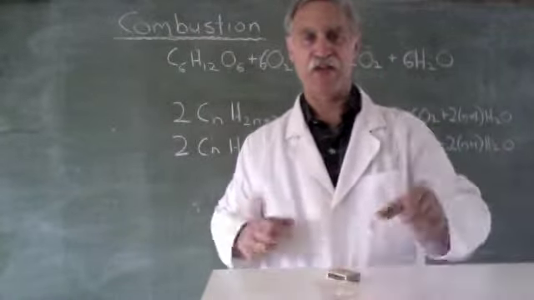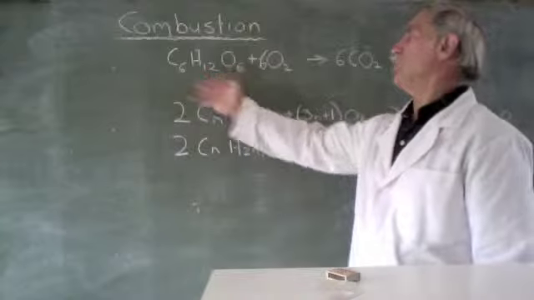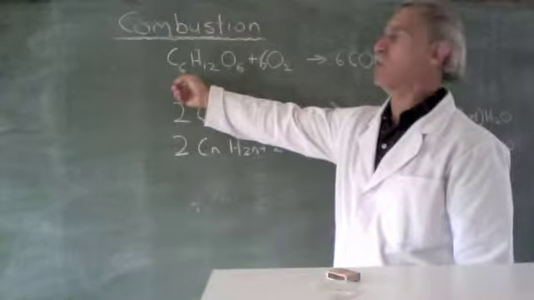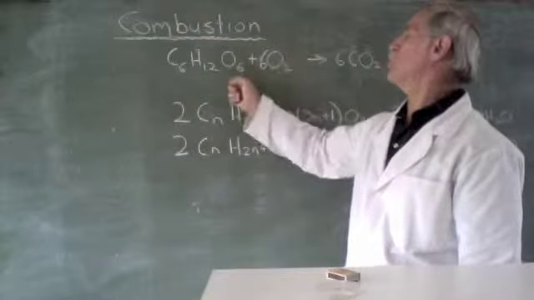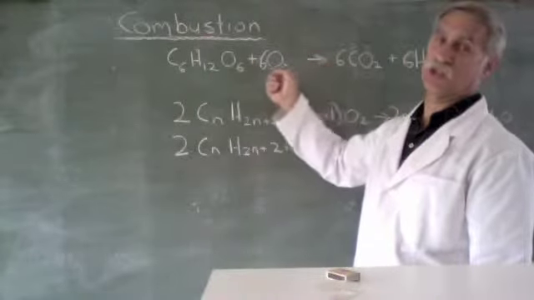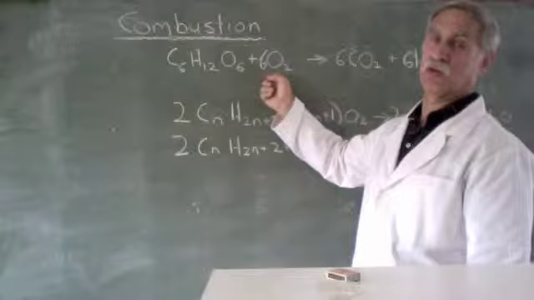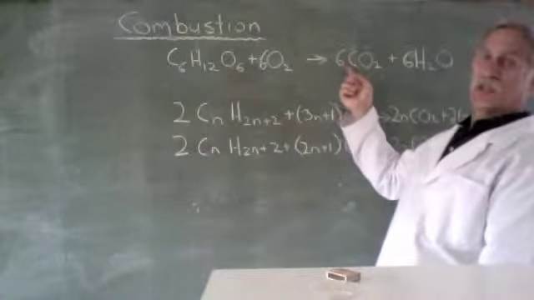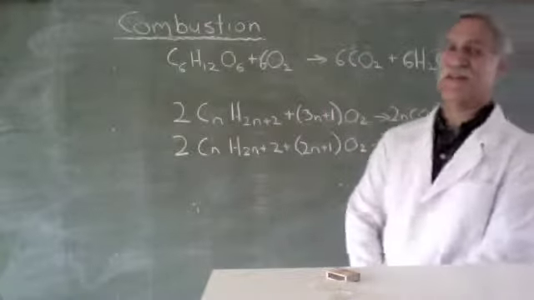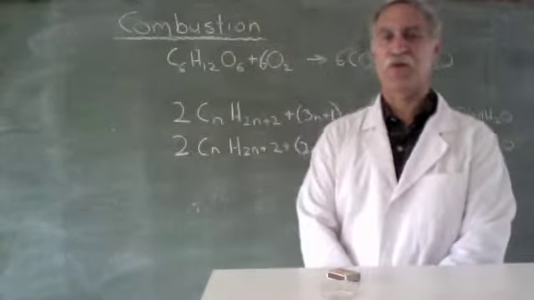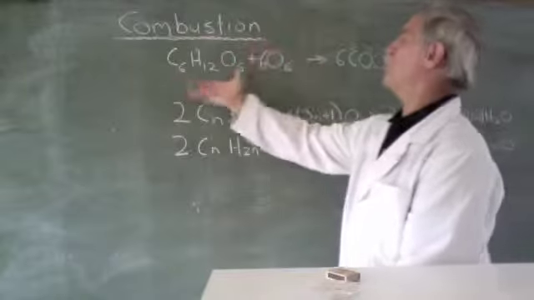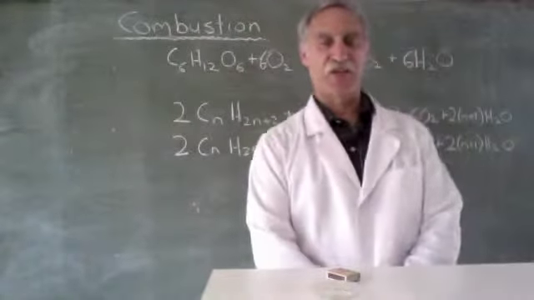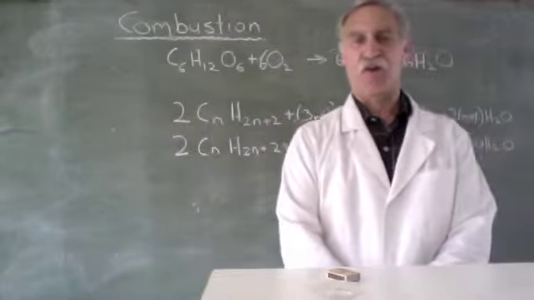We're burning cellulose, which is made out of glucose sugars. 6 carbons in each glucose, 12 hydrogens, 6 oxygens, combines with 6 oxygen molecules, 2 oxygen atoms in each molecule, forming 6 carbon dioxides and 6 water molecules. So when we burn something, we change from glucose and oxygen to carbon dioxide and water. So that was the combustion of a carbohydrate.